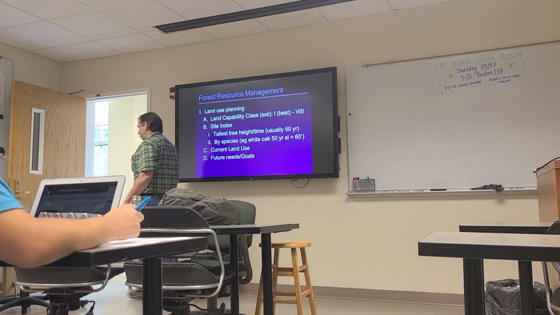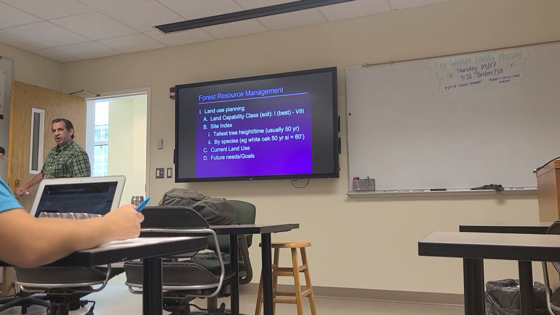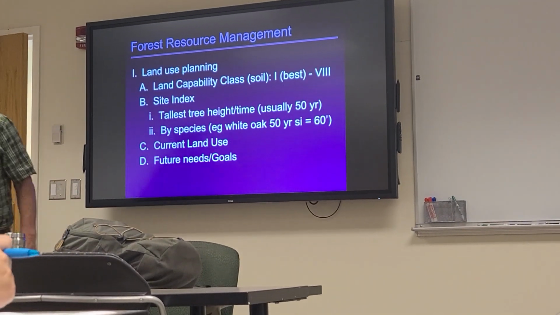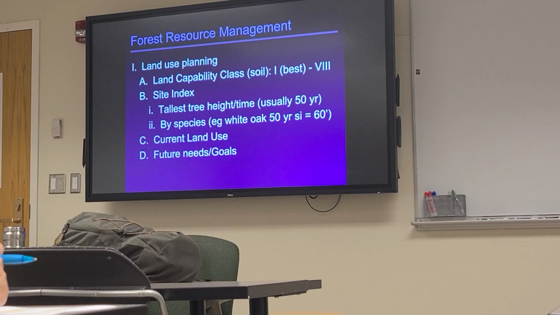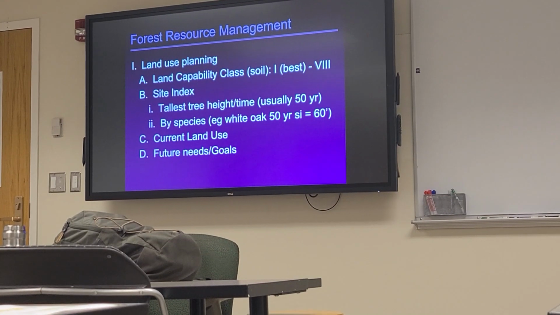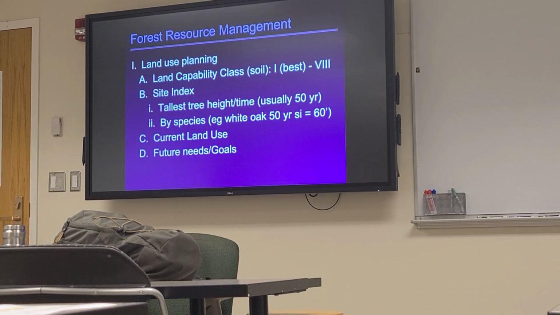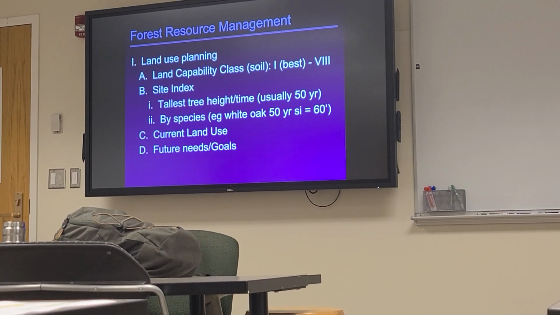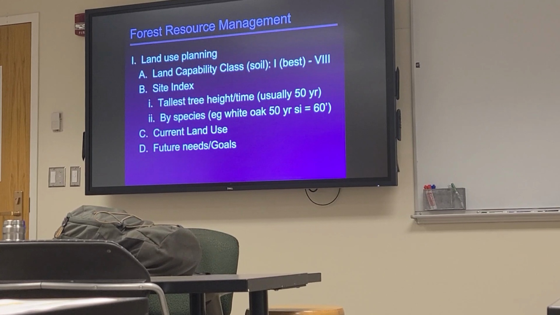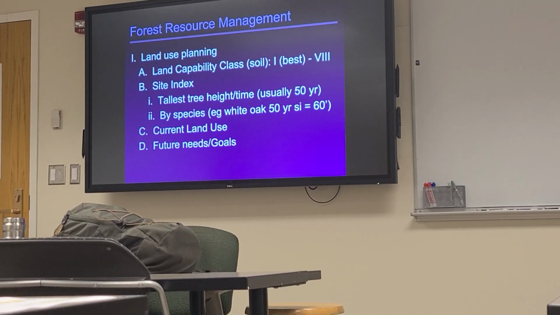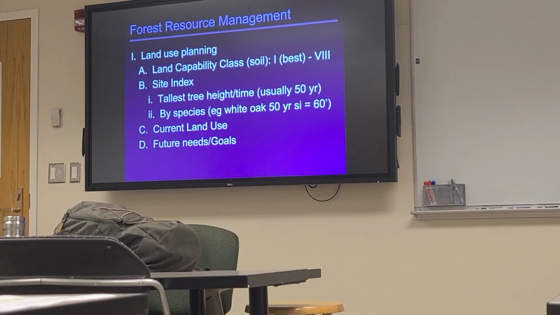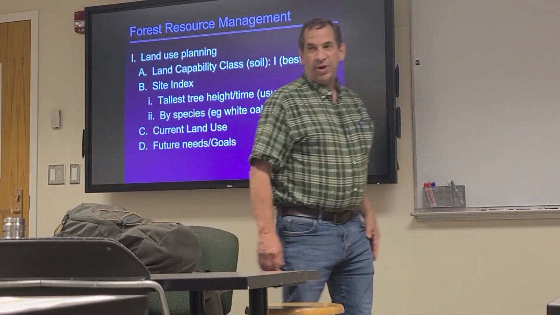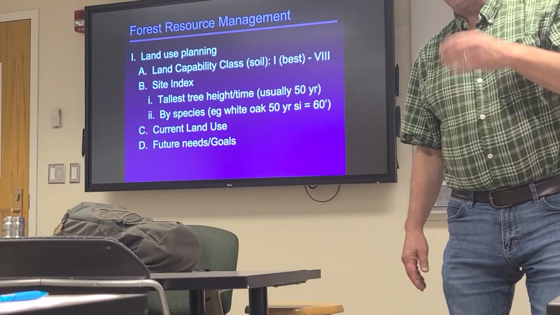Who's heard of land capability classes? Anybody? It's more of an agrarian, agricultural, row crop thing. This is something that's historically been used by agricultural folks, soil conservationists, agronomists, to describe the quality and the potential of soil for growing vegetation, crops and other vegetation. The land capability class system has 8 classes ranging from 1 to 8. 1 is the highest and 8 is the lowest.